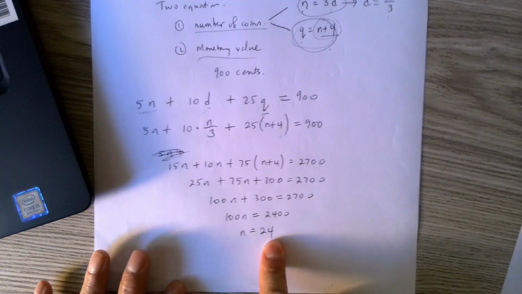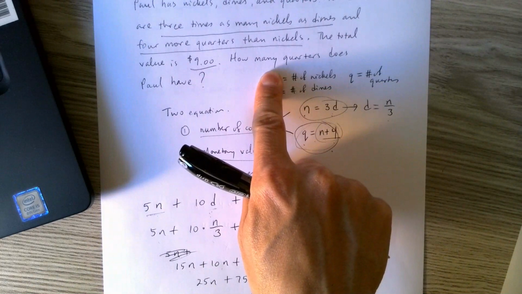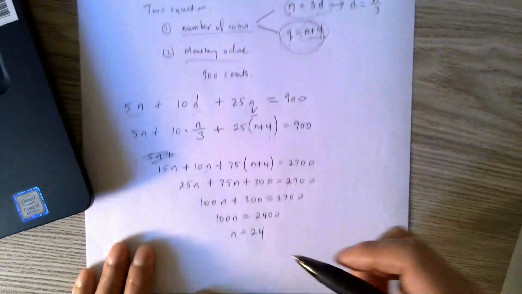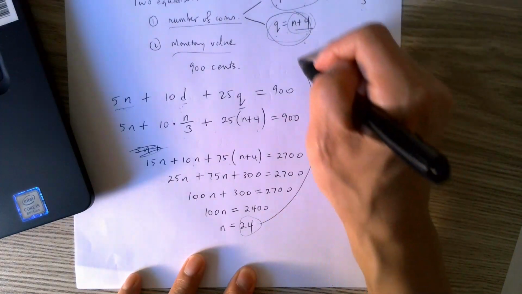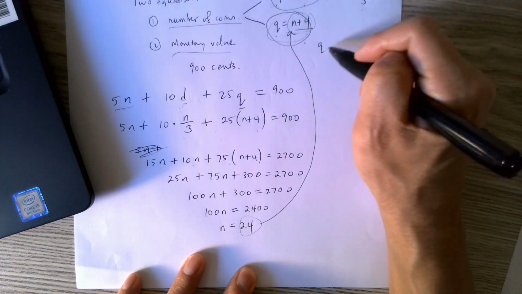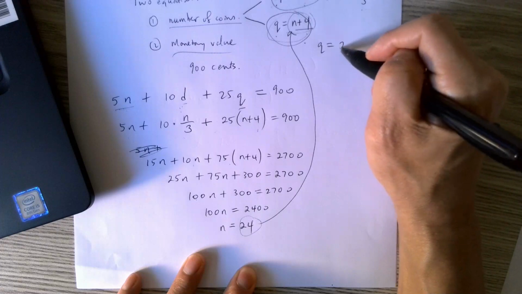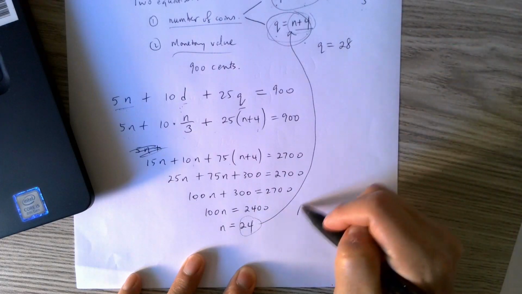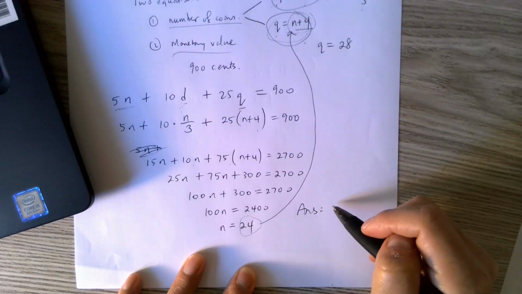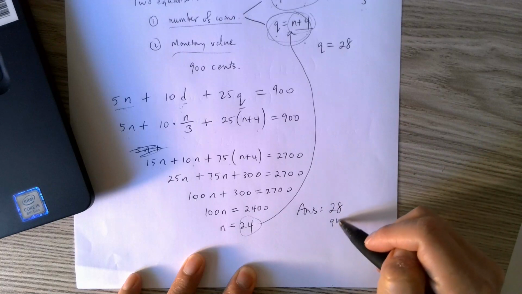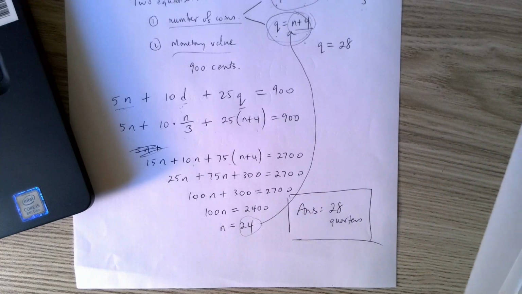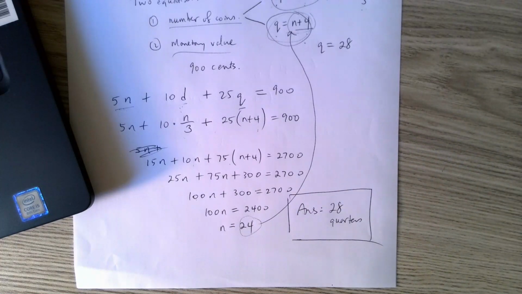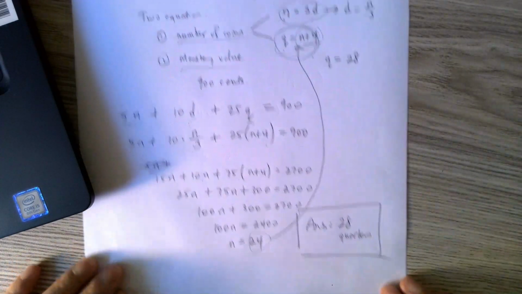So I have 24 nickels, and they're interested in how many quarters. They're interested in Q. So I can take my 24 and plug it in right there. So Q equals 28. So my official answer to the question is 28 quarters. Okay, so that's your coin problem.